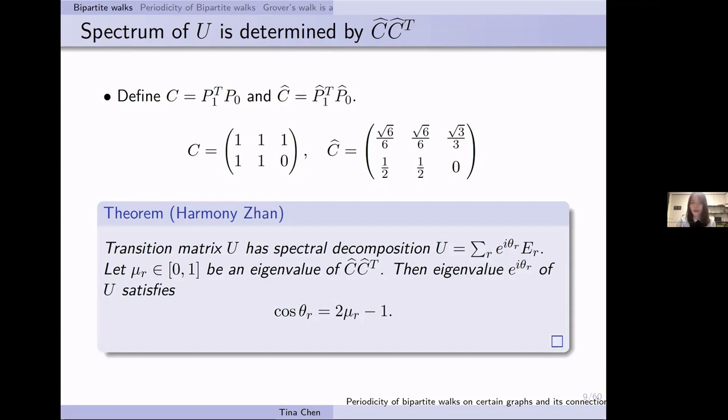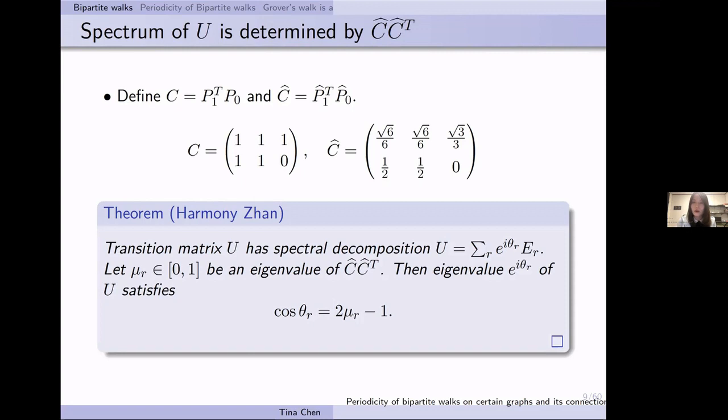So for those who are familiar with continuous walks, you will see this actually is not surprising in the continuous case, because in the continuous case, the Hamiltonian of your walk is the adjacency matrix of your underlying graph. So in that case, of course, the spectrum of your transition matrix is going to be determined by the spectrum of your graph.